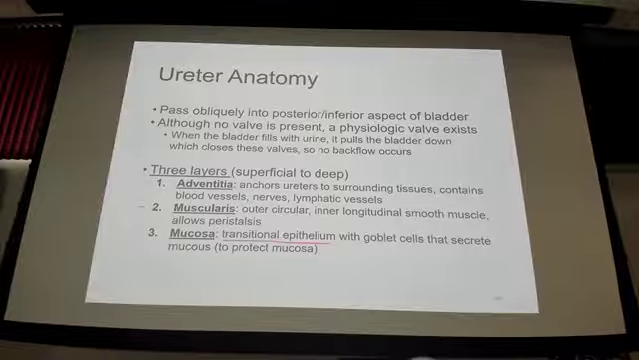And then goblet cells. We'll talk about those a lot when we get to the stomach. I usually think about them as having a goblet full of mucus. It's gross, but that's what they make, is mucus. All right? And the mucus essentially lines and protects the mucosa.